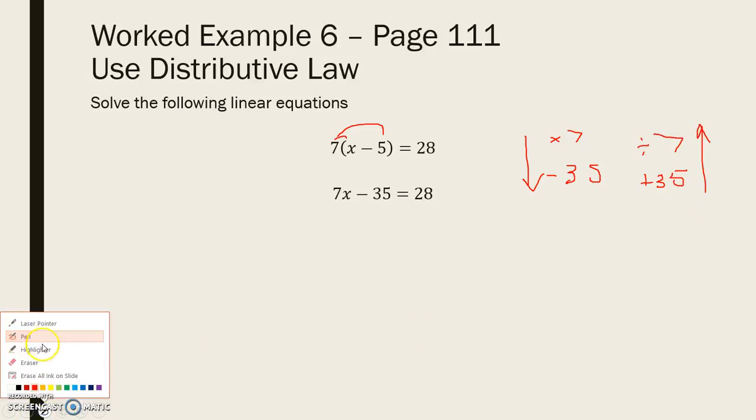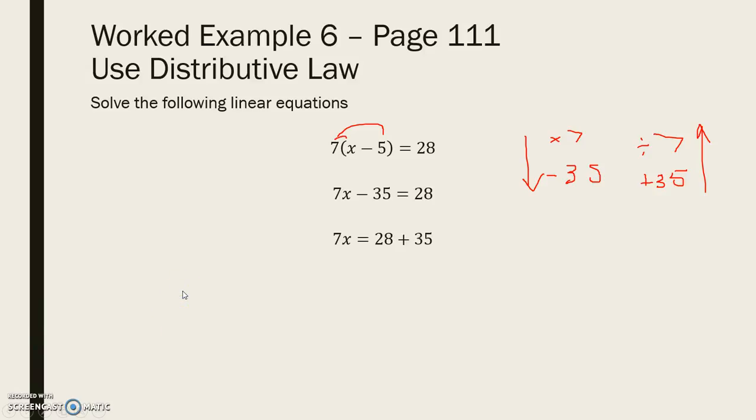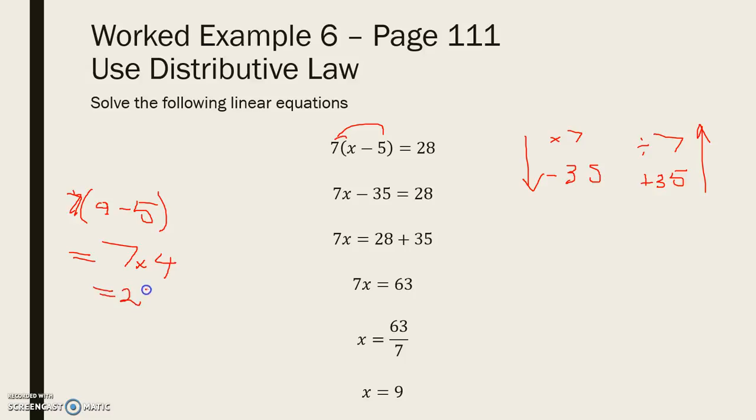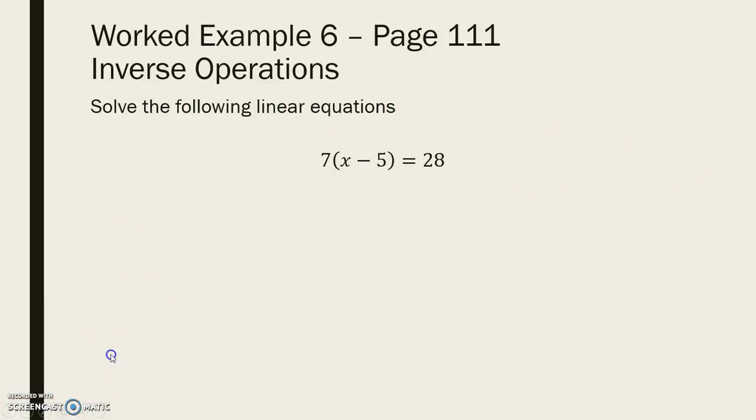So let's do that now. We add 35 to both sides. We get 7x equals 63, and then divide by 7 as the inverse of the multiply by 7, giving us x equals 9. Now we can substitute that in to check our answer. So we get 7 times 9 take 5 equals 7 times 4, which equals 28, which is what we've got there. So we are correct.